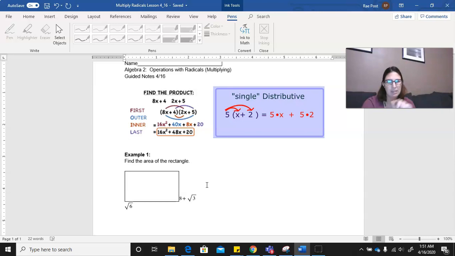Example number 1, I like it because it's an area problem, but it doesn't matter because the math is still the same. So we're going to find the area of this rectangle. I wanted you guys to know that you have one side of your rectangle that is the square root of 6, and you have another side of your rectangle that is 8 plus the square root of 3. So you have the measurements of your rectangle. And I want to go over the area formula with you. Hopefully you remember that the area of a rectangle is area equals length times width. And so you guys are just going to multiply the two sides together.